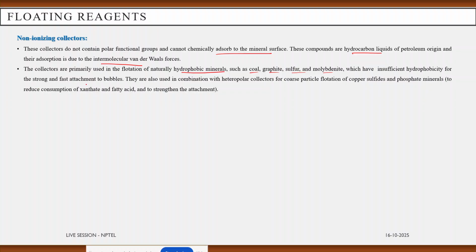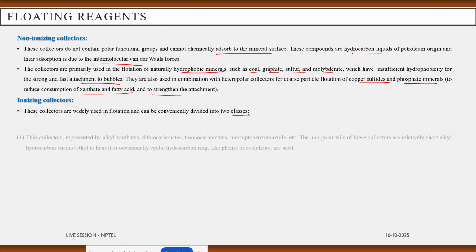For the strong and fastest attachment of the bubble, we introduce non-ionizing collectors. They are also used in combination with heteropolar collectors for coarser particle flotation of copper sulfides or phosphate minerals, to reduce the consumption of the xanthate and fatty acid and to strengthen the bubble-solid attachment. Whereas ionizing collectors are widely used in flotation and can be conveniently divided into two classes.